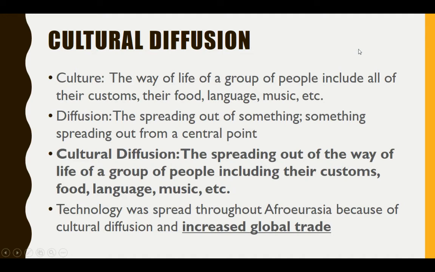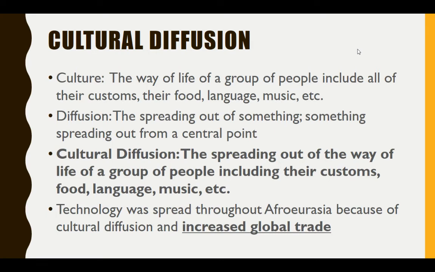So if we look at these two words separately, starting with culture, which we had talked about and you guys did a weekly reading on, is the way of life of a group of people, including all of their customs, food, language, music, etc. And then the word diffusion specifically talks about the spreading out of something, spreading from one central point. So when we put these two together, our definition for cultural diffusion states that it's the spreading out of the way of life of a group of people, including their customs, food, language, and music.